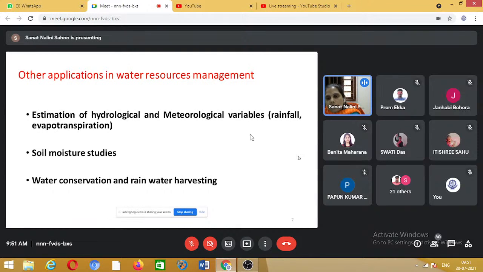So you can work in the GIS environment, you can have a pool of data, you can compare, you can analyze, you can infer some information, you can observe something, and at last you can conclude that this would be the best location for a rainwater harvesting structure. So this way remote sensing and GIS helps in many water resources applications.